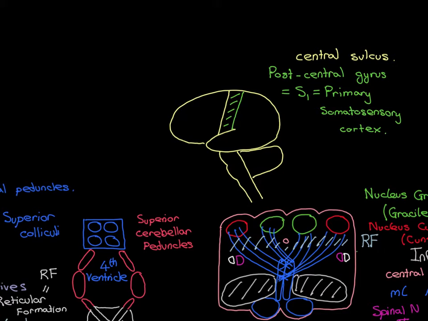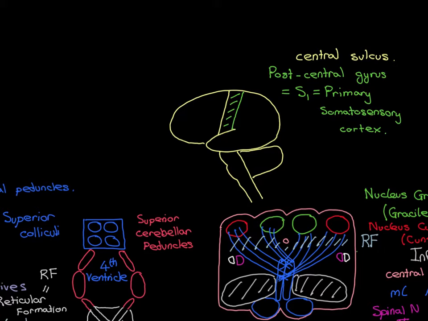Now, of course, you have two of them. You have a left primary somatosensory cortex and a right primary somatosensory cortex. The left primary somatosensory cortex serves the right-hand side of the body. Remember, it's contralateral. Left primary somatosensory cortex, right side of the body. Right primary somatosensory cortex, left side of the body. That's very, very important to remember.